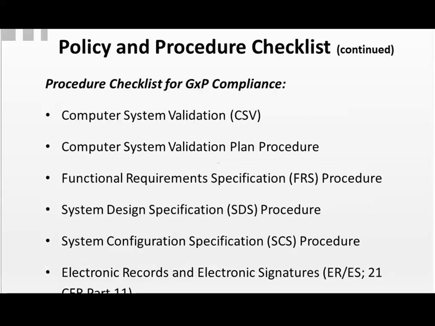Now this is the procedure checklist. And again, it's just the content I'm talking about here, as long as it's captured. You want a CSV procedure. It could be a specific one. You could have a specific procedure for developing the plan, a procedure for FRS, one for SDS, one for configuration, one for ERES. It depends on how you want to put these together.